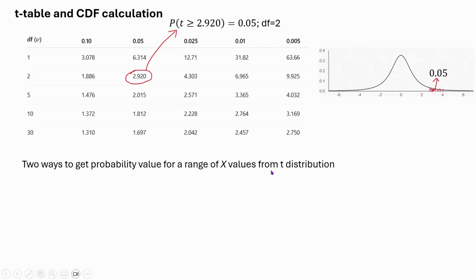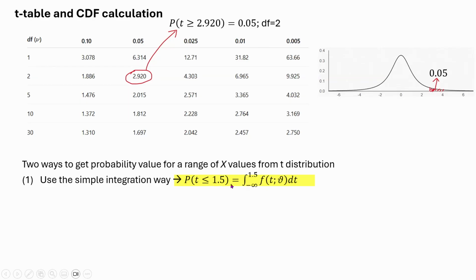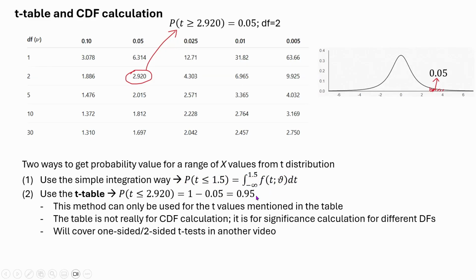Okay, now there are two ways to get the probability value for a range of x values from the t distribution. The first thing you need to do is the t-score transformation, as I showed you before. Then you can do a simple integration. Suppose you want to get the probability of t less than or equal to 1.5. That means whether your normalized heights are within 1.5. Then you can integrate the t distribution PDF from minus infinity to 1.5, or you can use the t-table. For example, if we want the probability of t less than or equal to 2.920, we can simply get this probability from here, which is 0.05, and subtract it from 1. So it will be 0.95.